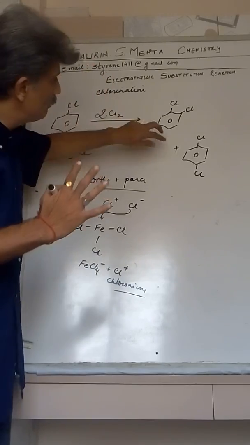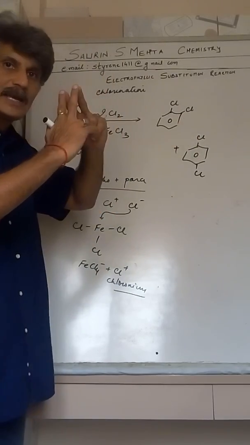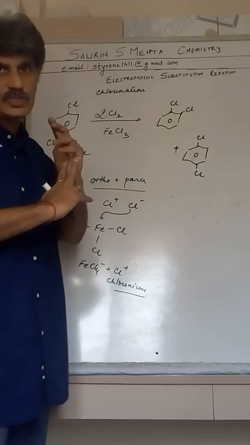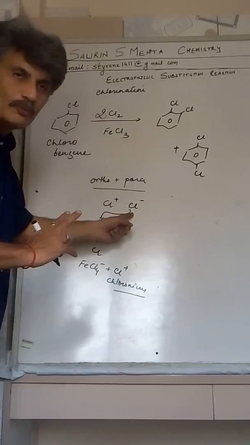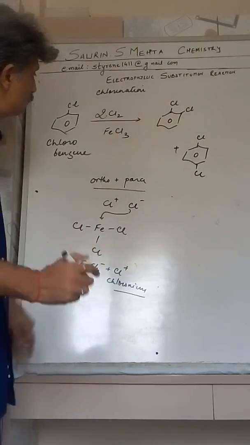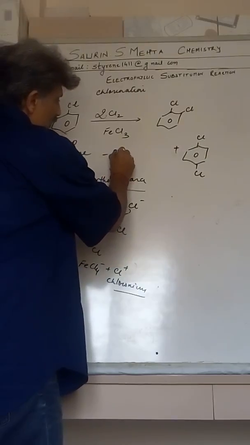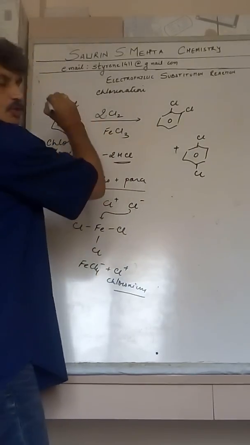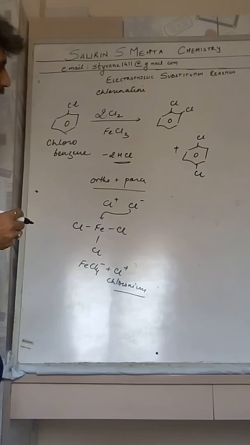Out of them, 2 converted into plus charge, so the remaining 2 are in the minus charge. So we have 2 Cl minus combining with 2 H plus, and as a result the byproduct formed is 2 moles of HCl, hydrochloric acid.